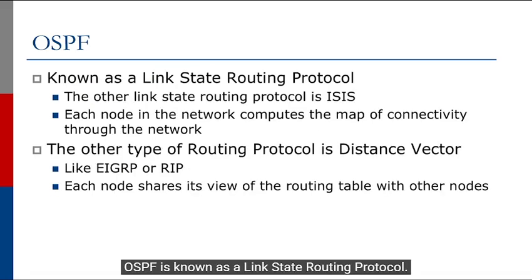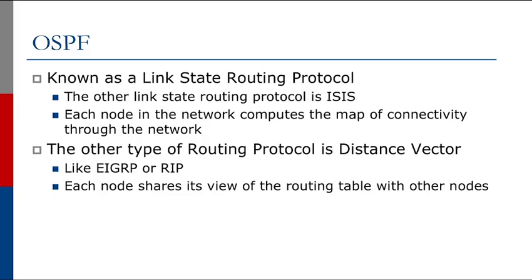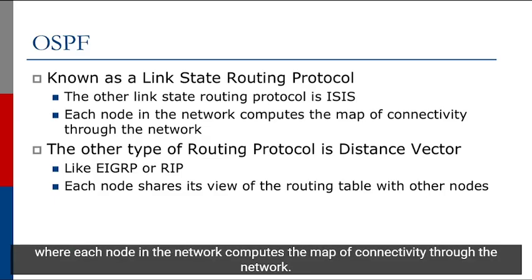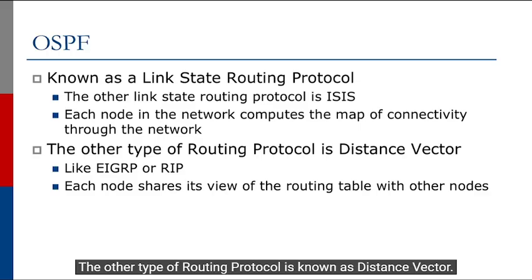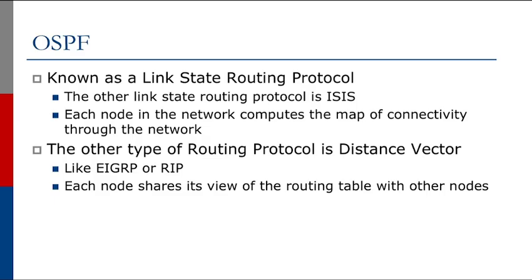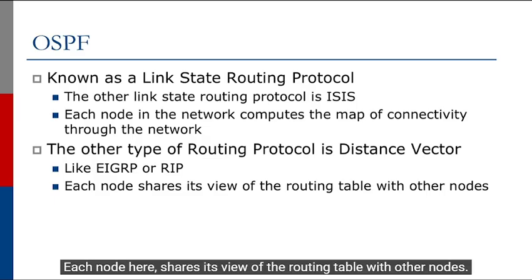OSPF is known as a link state routing protocol. The other link state routing protocol is ISIS, where each node in the network computes the map of connectivity through the network. The other type of routing protocol is known as distance vector. Examples of distance vector protocols include Cisco's EIGRP and RIP. Each node here shares its view of the routing table with other nodes.